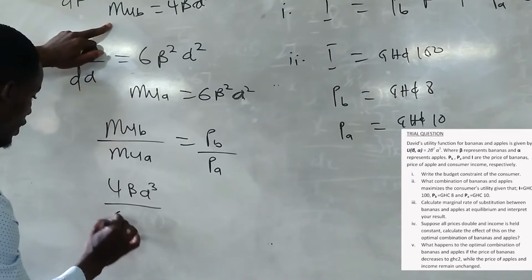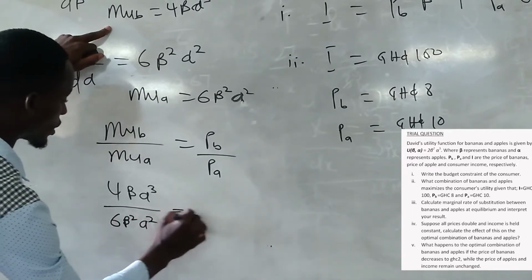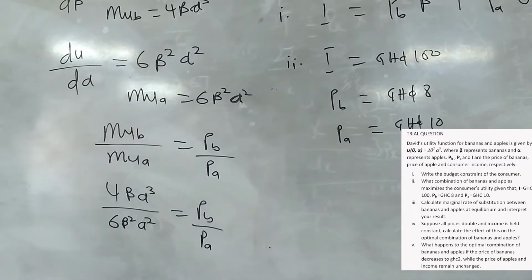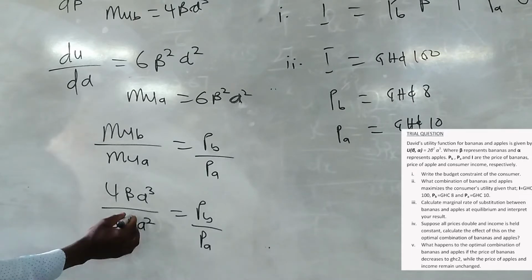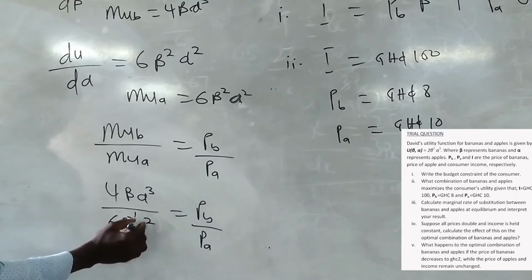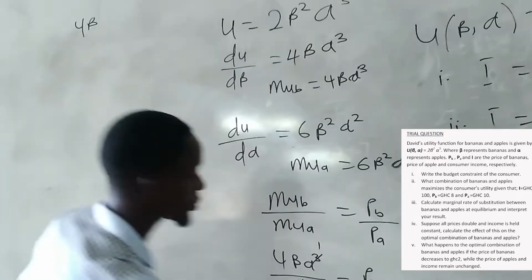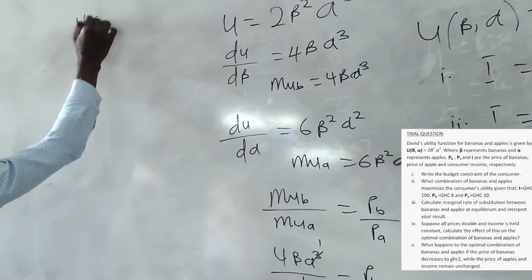Then I come to find change in utility as a result of change in alpha. Now I will maintain my beta and multiply and take on alpha. So I will have 6 beta squared, and I take 1 from this, and that will give me alpha squared. And I told you this here is the same as my marginal utility of alpha, being 6 beta squared alpha squared.